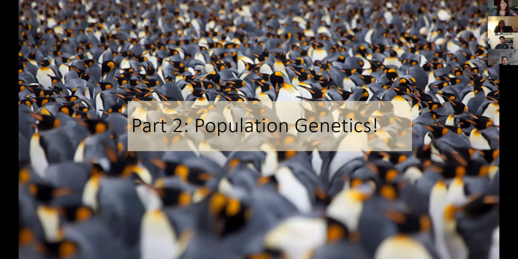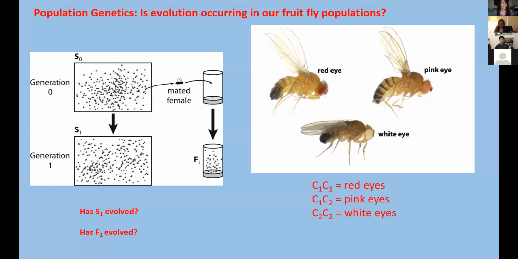Okay, so moving on to part 2 of the lab, population genetics. So I just tried to find a creature with a lot of animals all together for the population picture. We're not, unfortunately, doing a population of penguins lab. That would be super fun. No, unfortunately, it is with these little guys, the fruit flies. But I guess they're cute in their own way.